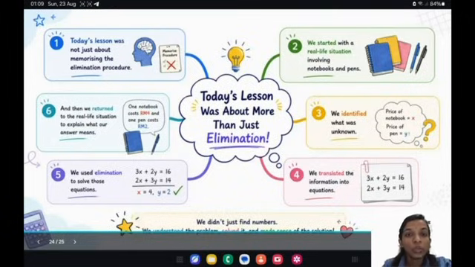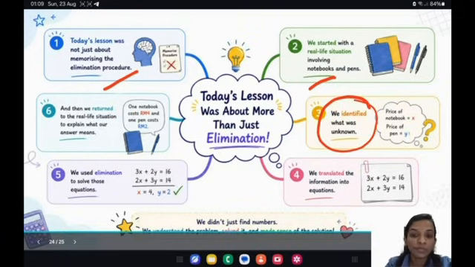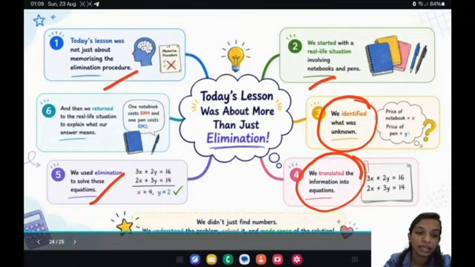And remember, today's lesson was not just memorizing the elimination procedure. We also started with a real life situation involving notebooks and pens, and we identified what we know and the unknowns, and we translated the information into equations. Then we used elimination to solve the equations, and we returned to the real life situation to explain what our answer means.